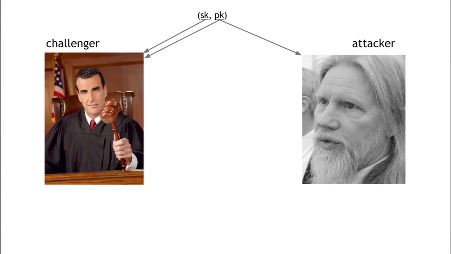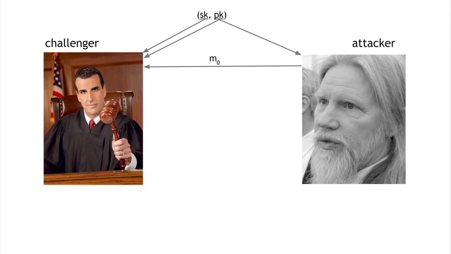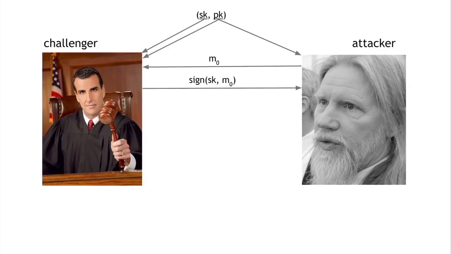Now, if you think about a real-life application, a real-life attacker would be able to see valid signatures from their would-be victim on a number of different documents. And maybe the attacker could even manipulate the victim into signing innocuous-looking documents, if that's useful to the attacker. So in our game, we're going to allow the attacker to get signatures on some documents of his choice. And we see that in the diagram like this. The attacker is going to send over a message M0 to the challenger, and the challenger is going to sign that message and send the signature back.